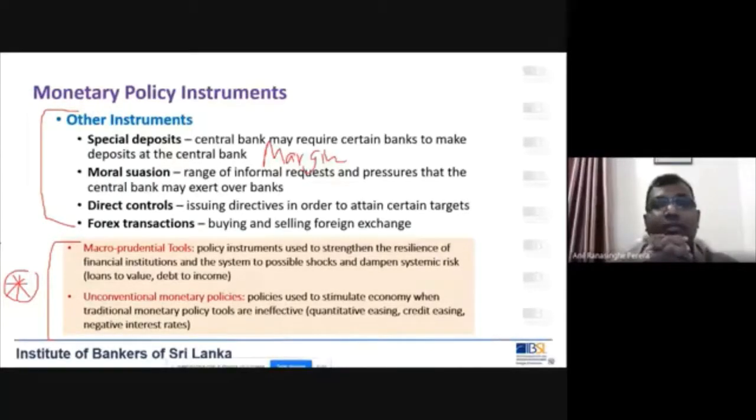Now, for example, I think I have used these terms earlier also. Loan to value ratio. Let's say a particular person wants to get a loan from a bank.